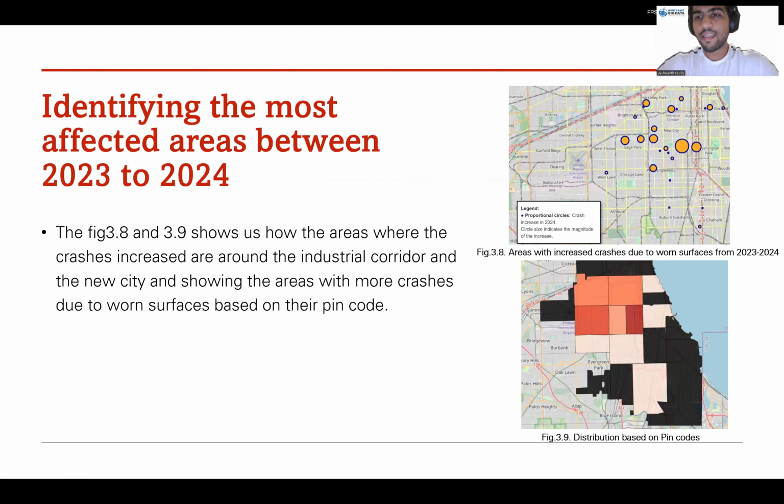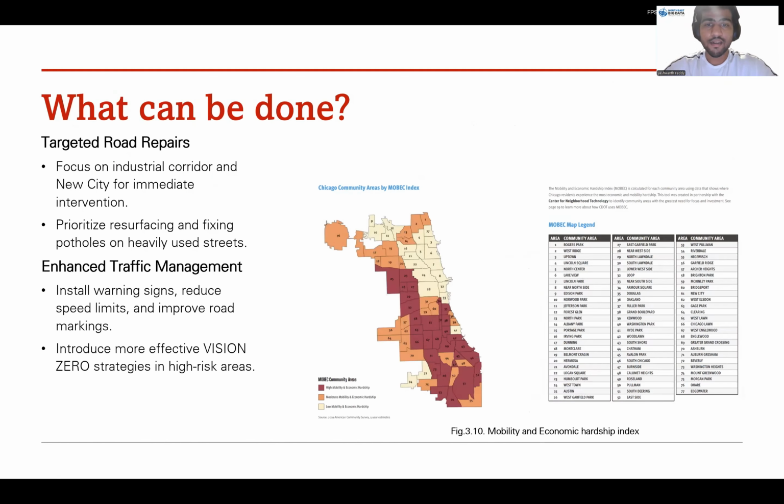And similarly, we want to identify how the crashes are changing from 2023 to 2024 for the worn surfaces, so that we can understand the current situation. So we plotted that, and we found out that the majority of the increase in accidents due to worn surfaces was around the new city and the industrial corridors. So these are the areas that the government should focus on right now, because this is the current data and this is happening right now.